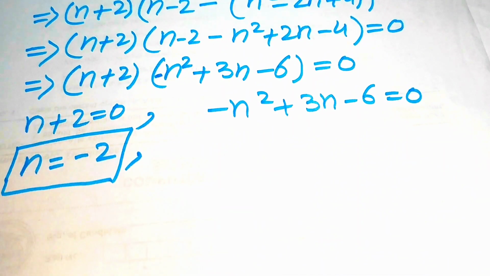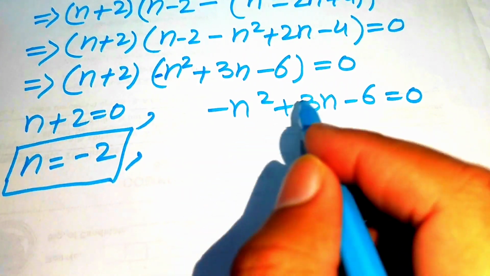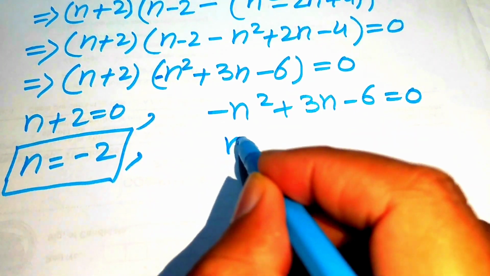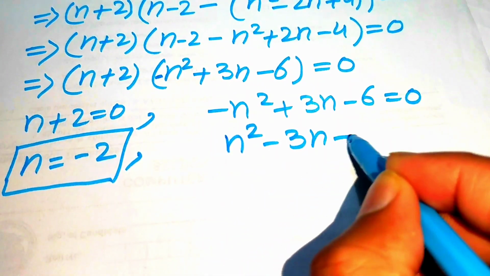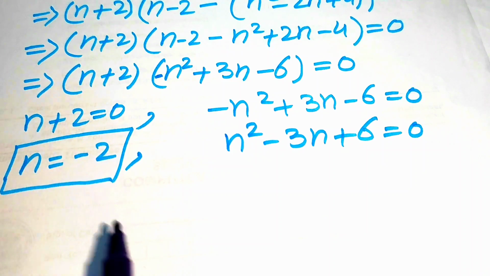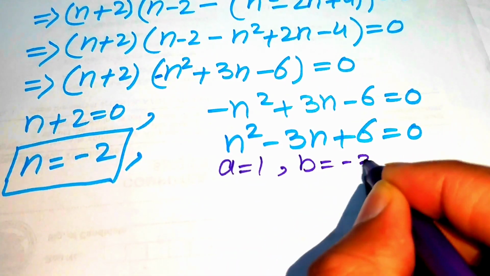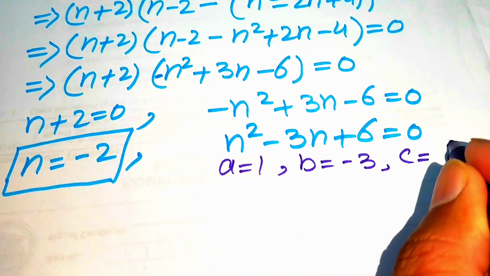First we write this quadratic equation in standard form, and after that we check whether it has real roots or not by using the discriminant formula. First we multiply each term by minus sign in order to convert this into standard form, and we get n squared minus 3n plus 6 equals 0. Now we write the coefficients of this equation: a equals 1, b equals -3, and c equals 6.